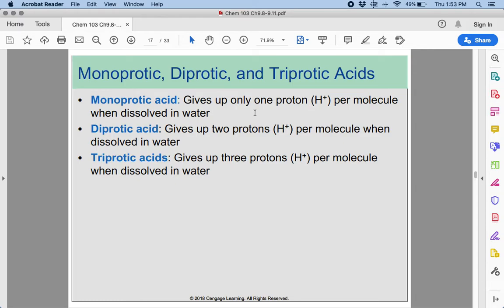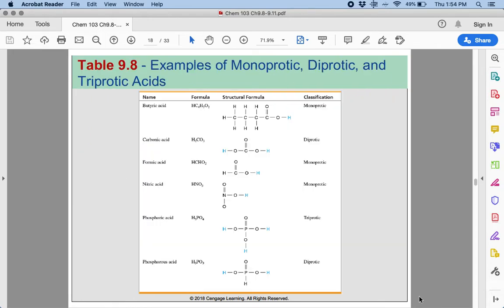So an example for this would be HCl. We know that in HCl, there's only one H to give up, and that's it. A diprotic acid would be something like H2SO4. We could give up one hydrogen and have HSO4 minus, and then we could give up that second hydrogen and do another acid-base reaction to get SO4 minus 2. And then triprotic would be something that could give up three hydrogens.